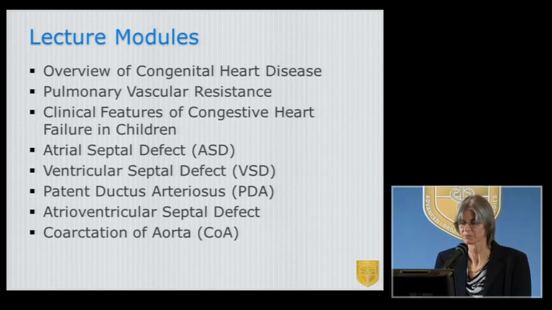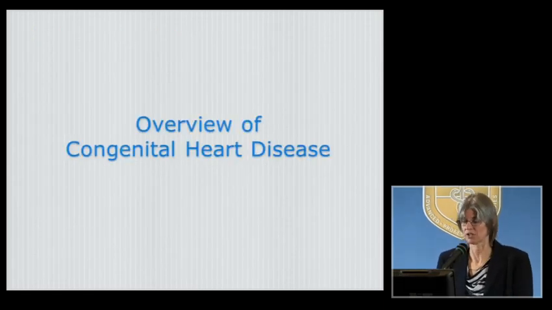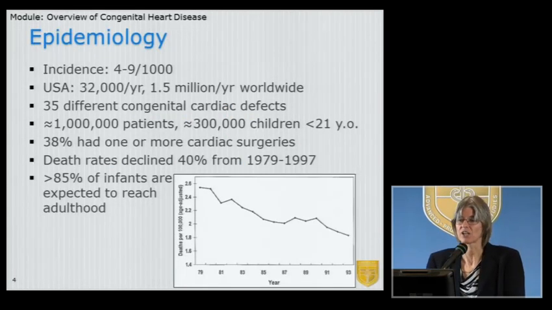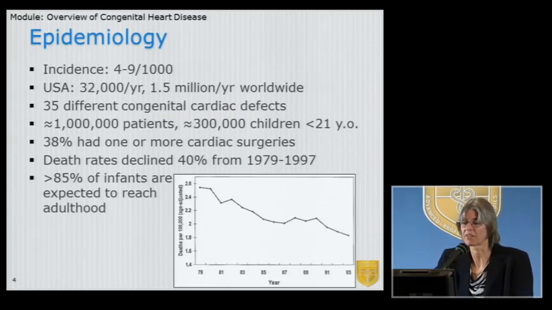So let's get started. We'll start with the overview of congenital heart disease. The incidence of congenital heart disease is about 4 to 9 per 1,000 live-born infants. And in the USA, every year about 32,000 babies are born with heart defects, worldwide 1.5 million. We now know 35 different congenital cardiac defects, and I feel that the cardiologists come up with a new one every year. Currently, we have about 1 million patients living amongst us with congenital heart disease, among them 300,000 children under the age of 21 years.